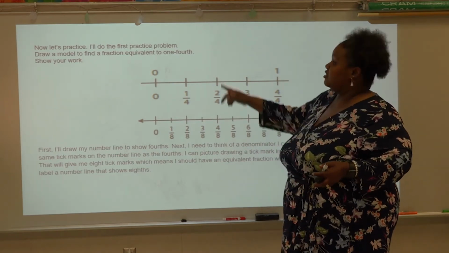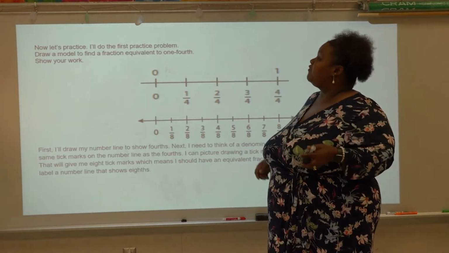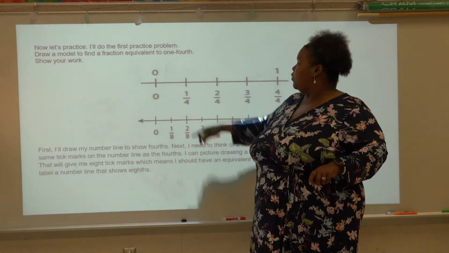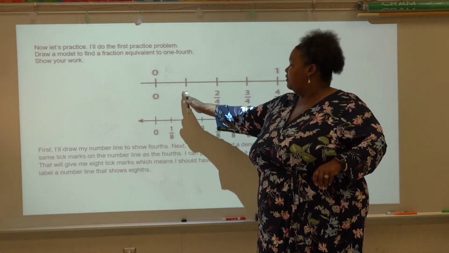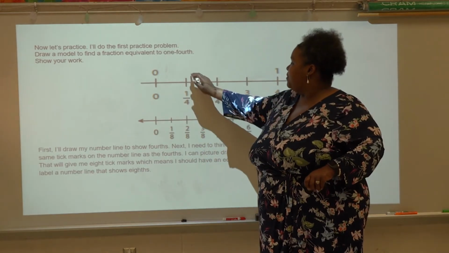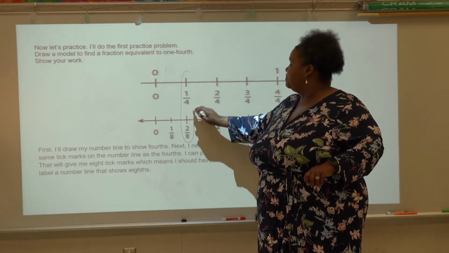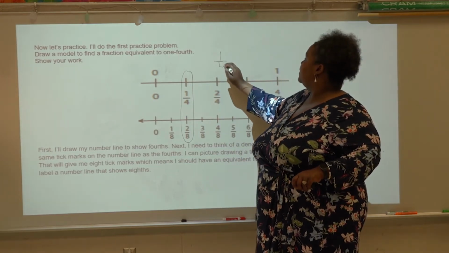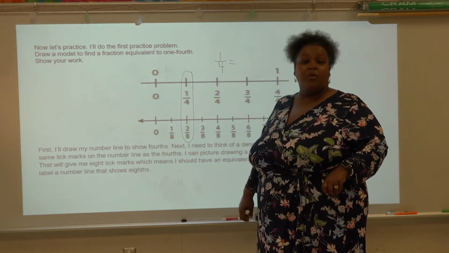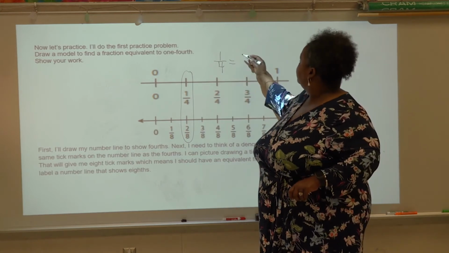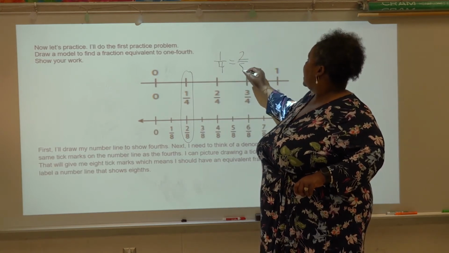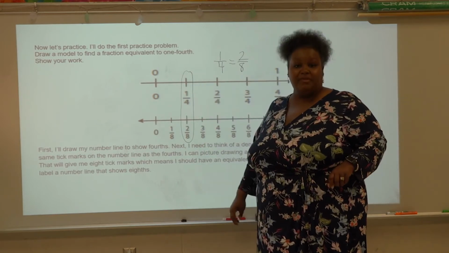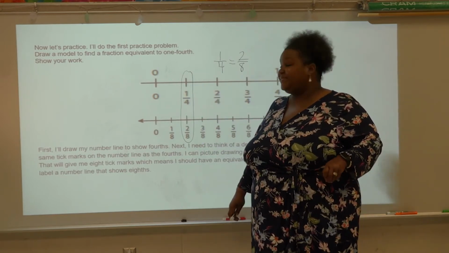Let's go to the question. Draw a model to find a fraction equivalent to 1/4. I'm finding my 1/4 here. If I go directly down, I hope you notice it should be 2/8. 1/4 is equivalent or equal to 2/8. They're the same distance from the 0 on the number line.